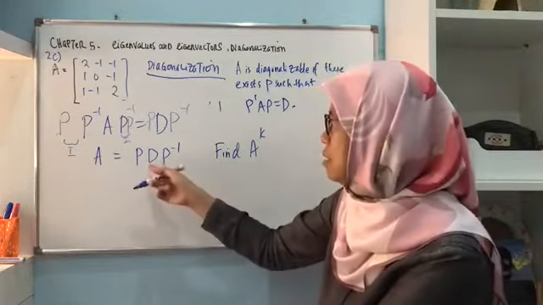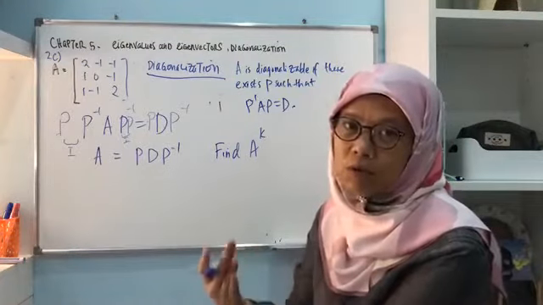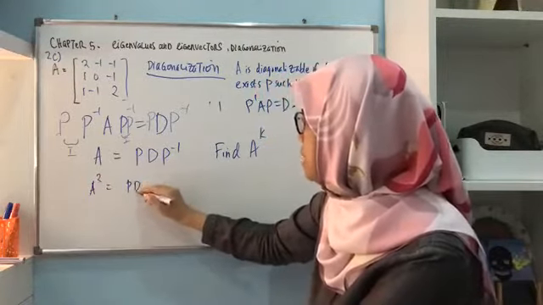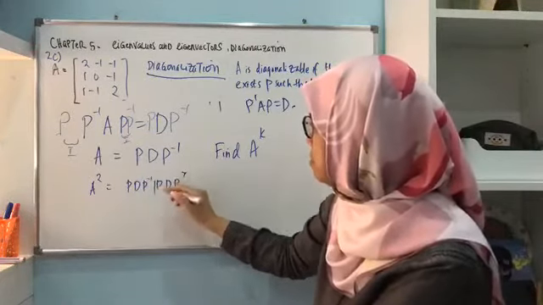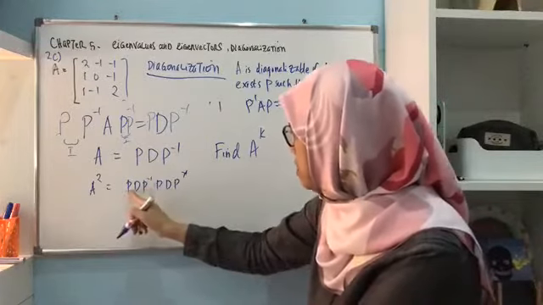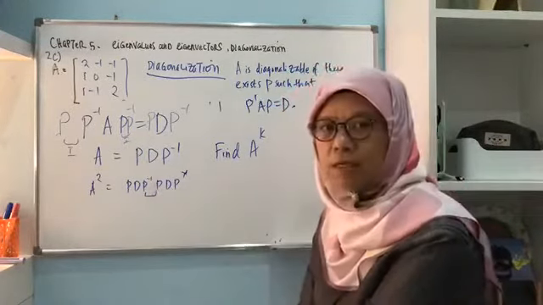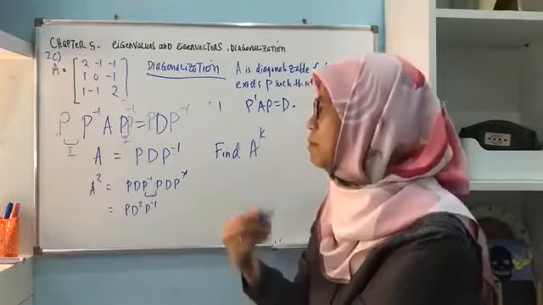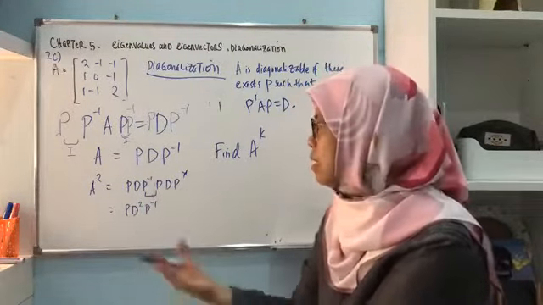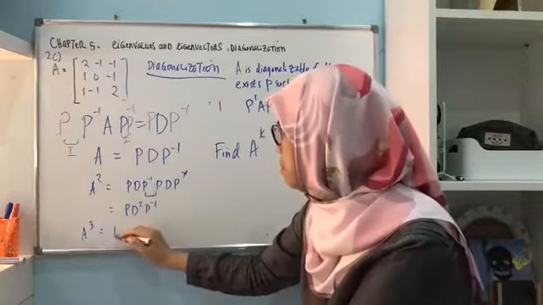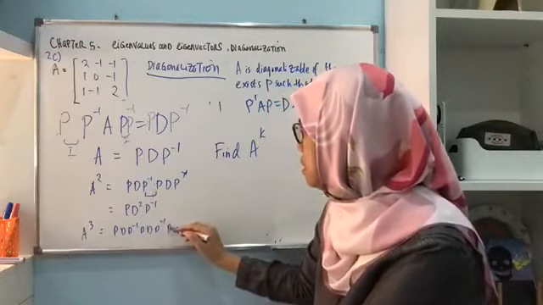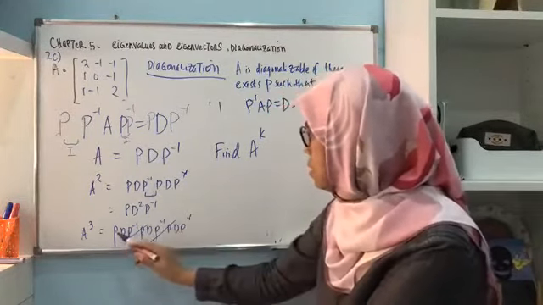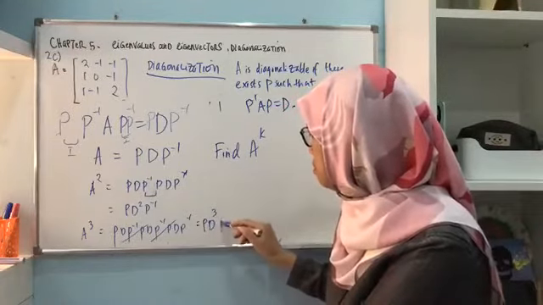So doing this, D is just a diagonal matrix. The power of D is just the diagonal entries to the power. If you do A squared, this is like P D P inverse, P D P inverse, right? P inverse P is just I. So this is just P D squared P inverse. You do this once again, multiply again by A, meaning you multiply A three times: P D P inverse, P D P inverse, P D P inverse. Then this again is equal to P D cubed P inverse.